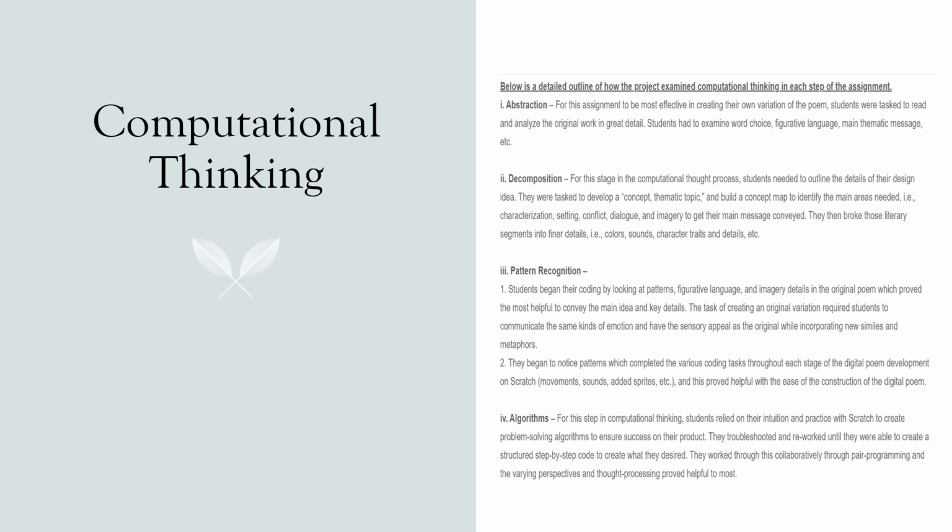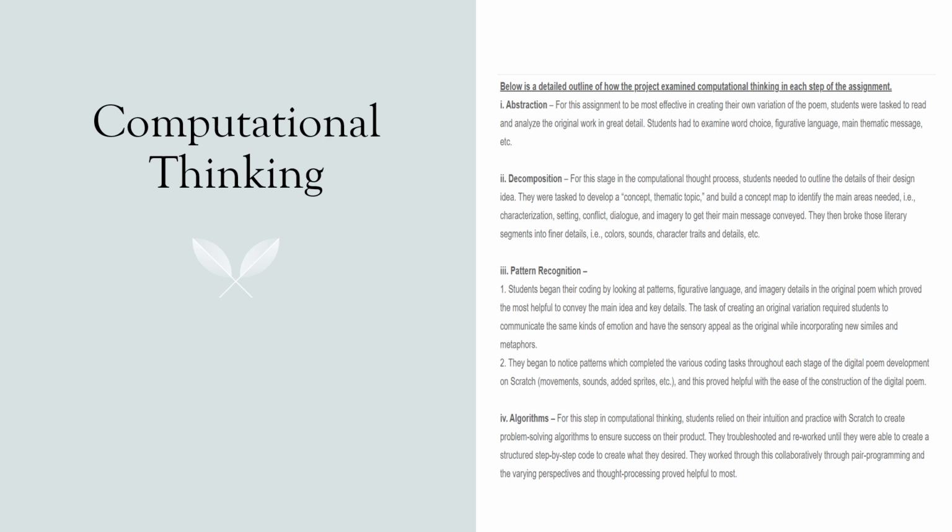Here's an example as well of computational thinking and how that was provided for this assignment through abstraction, where students had to create their own variation of the poem. Students had to examine word choice, figurative language, and thematic messages. Decomposition, for those students needing to outline the details, they were tasked to develop a thematic topic and build a concept map to identify the main areas of need, characterization, setting, dialogue, imagery, etc.